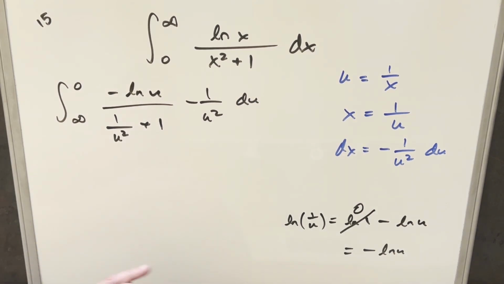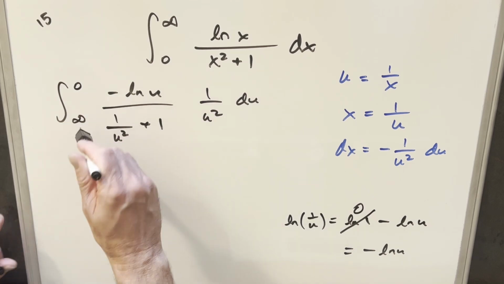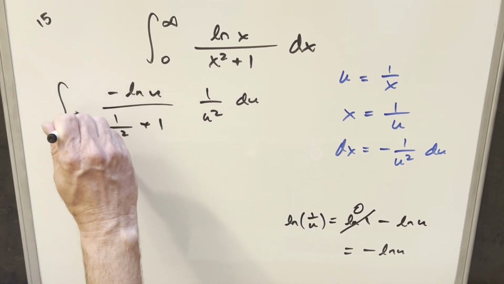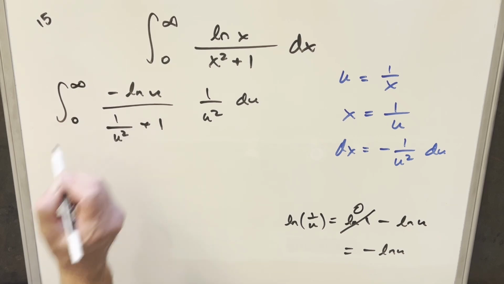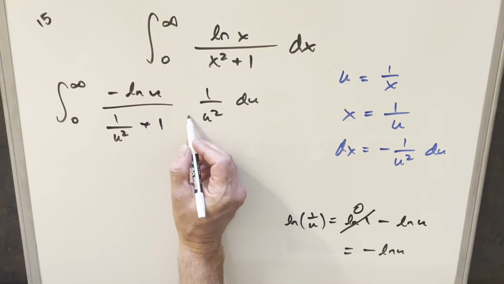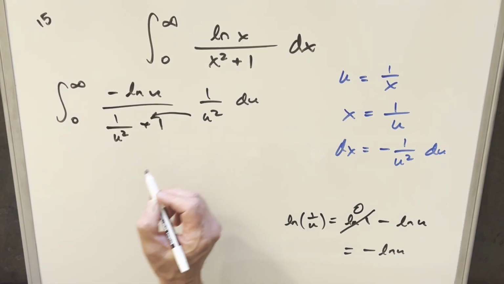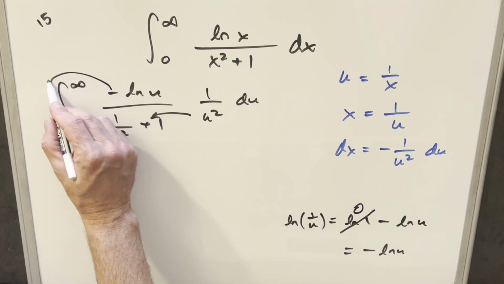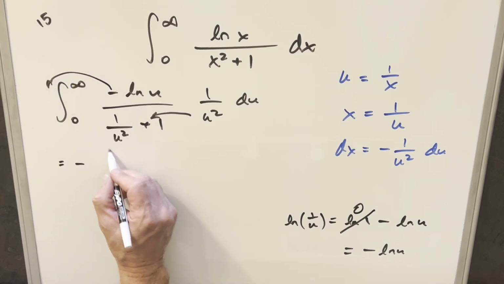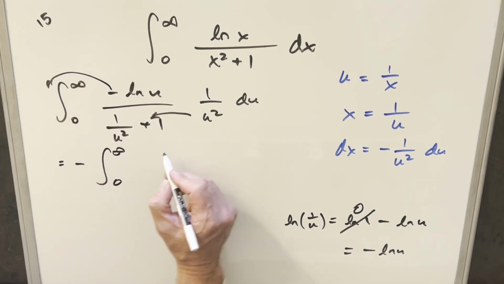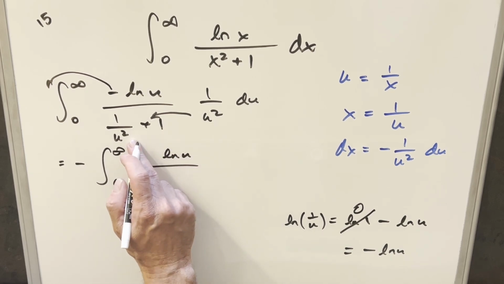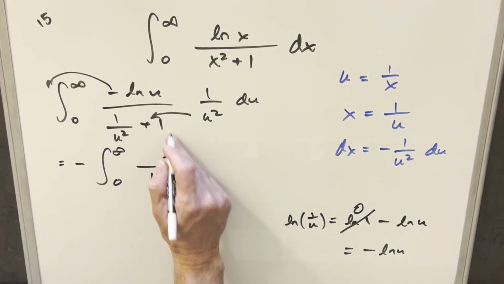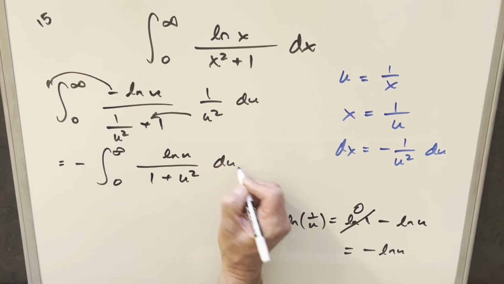Let's take care of this minus sign. I can bring it out front and use it to swap the bounds. So now I can have this integral going from 0 to infinity. I'll take this u squared and distribute it in, and I'll take this minus out front of the integral. So when I rewrite this, we'll have minus the integral from 0 to infinity of natural log u, and u squared times 1 over u squared is going to be 1, over u squared plus 1 du.